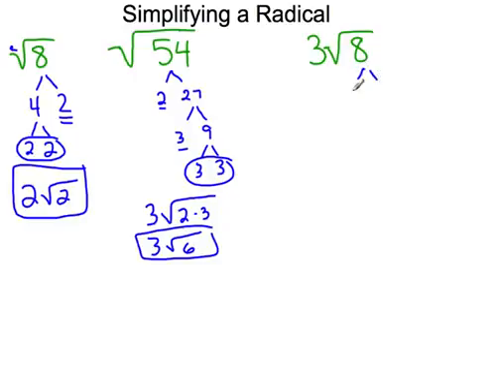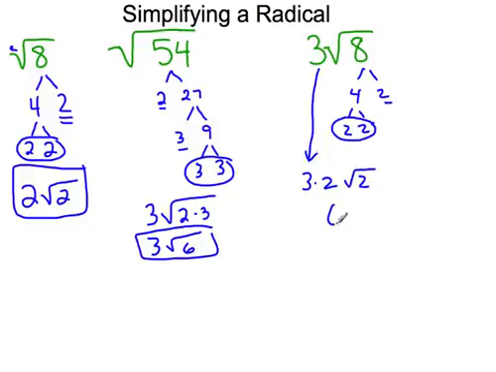Same thing happens with this 8. This would be 4 and 2, 2 and 2 again. I look for a pair. That pair comes out as multiplied by this 3, which is already on the outside. So that 3 just comes down. We have a pair of 2's. What's left over is the 2 on the inside. This becomes 6 times the square root of 2.